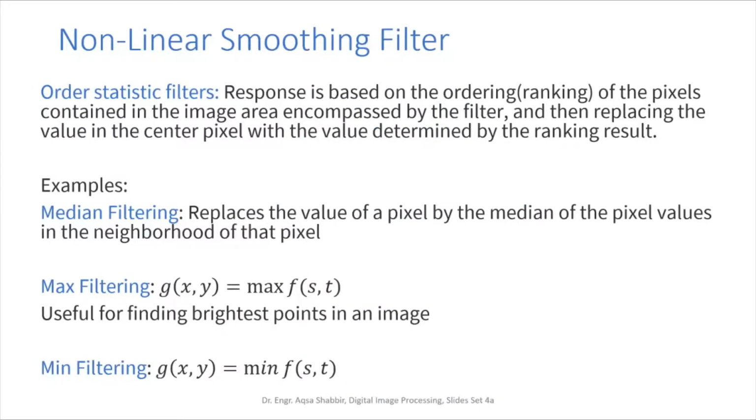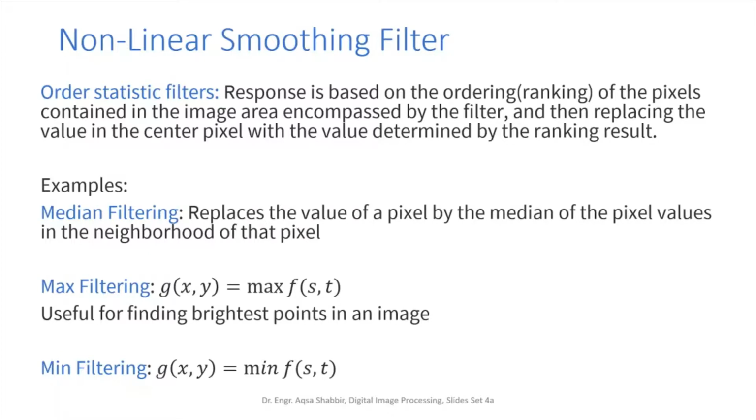Finally, we move to nonlinear smoothing filters. Order statistic filters are nonlinear spatial filters whose response is based on ordering or ranking of the pixels contained in the image area encompassed by the filter, and then replacing the value of the center pixel with the value determined by the ranking result.